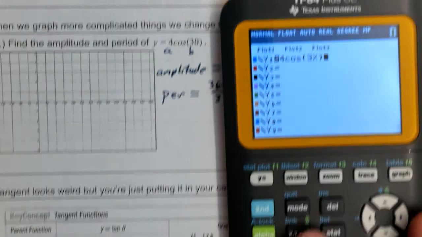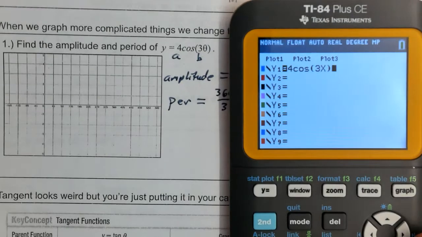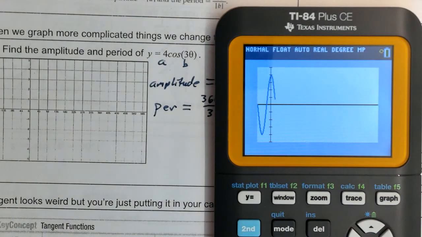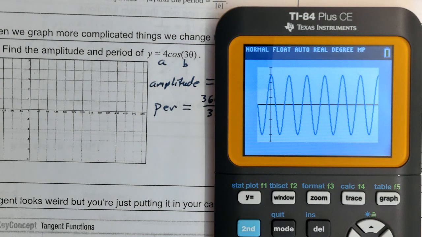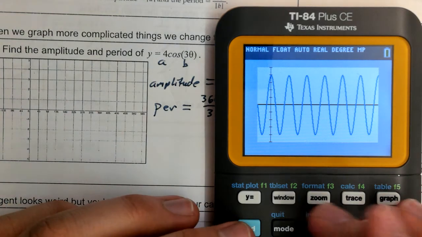So you can notice there is actually a theta on the button, but you can just use x. And then hit graph, and you can see what kind of graph is generated here. The other thing that you can do with your graphing calculator is set your table.